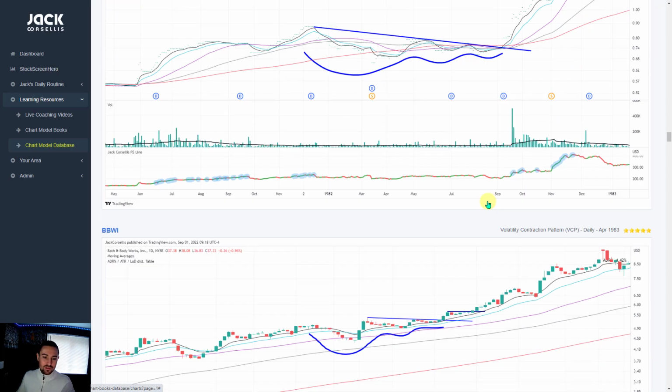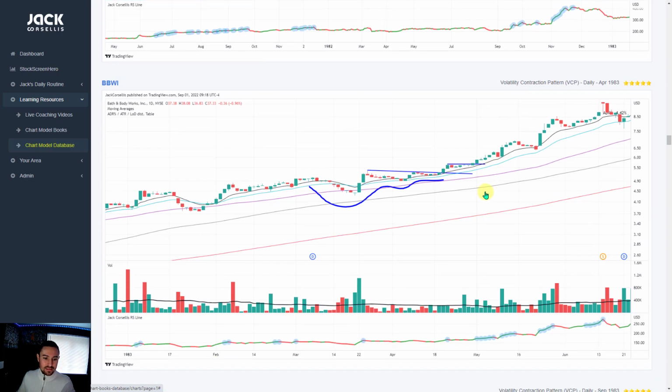Focus on the leaders. This one here, this is BBWI. So you see here how you get 3 contractions in the base. You get 1 higher low, 2 higher low, 3, and then you get another little pivot setting up here as well. See how the volume dries up.